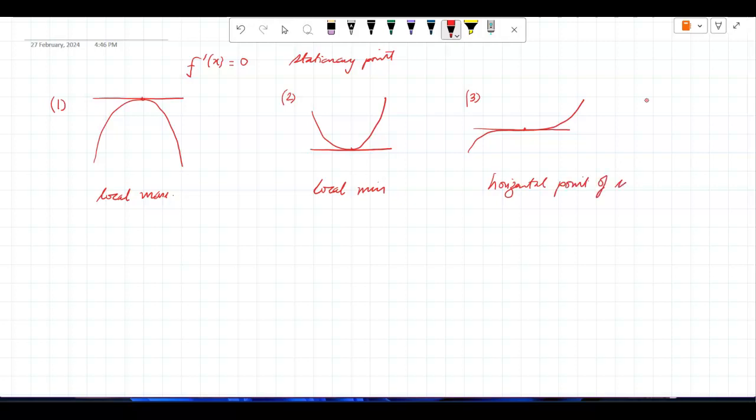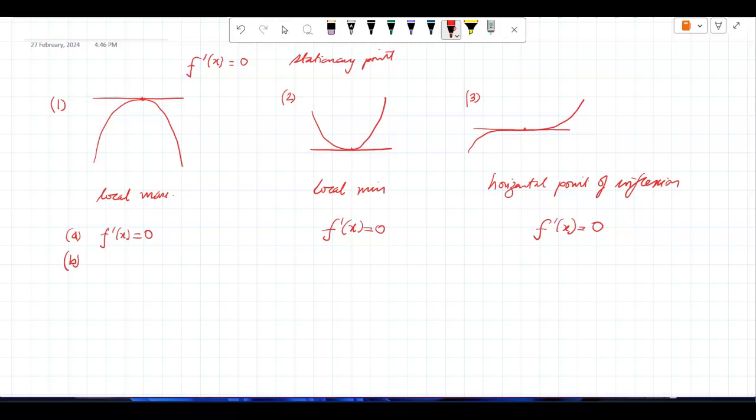Now what's the point of inflection? Point of inflection is where the curvature changes. So it's concave down, and after the point of inflection it is concave up. So what is common between all of them? Common between all of them is first order derivative is 0. That's the first condition.